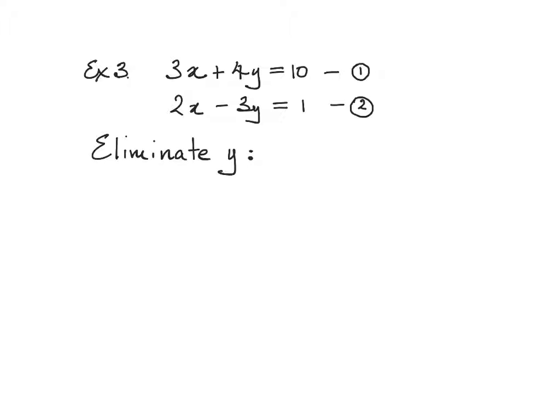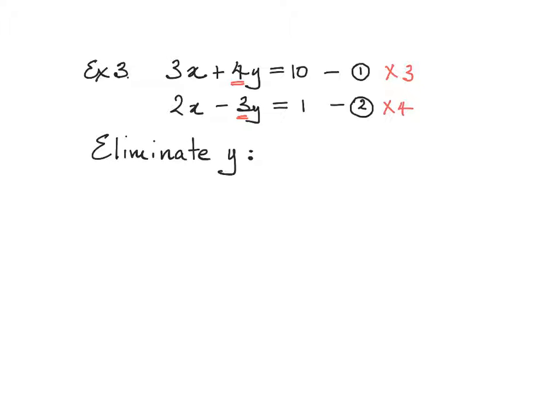Now, I've got 4 here and a 3 here. So what I could do is multiply equation 1 by 3. That would give me a 12y. And I can multiply equation 2 by 4, and that would give me a 12y. So I'd have the same number of y.